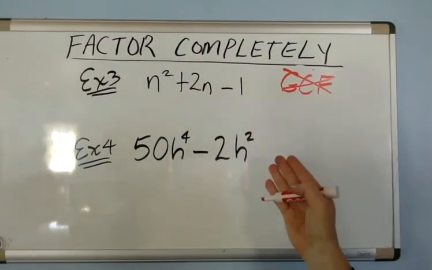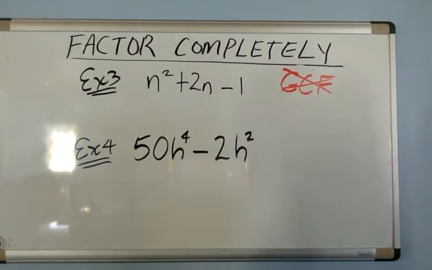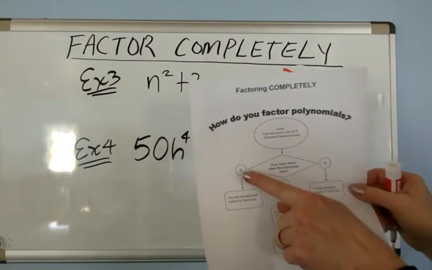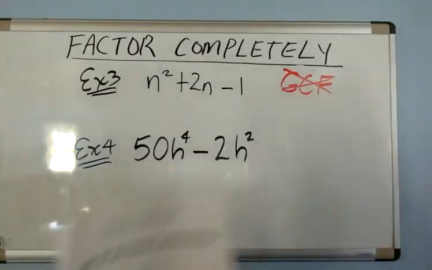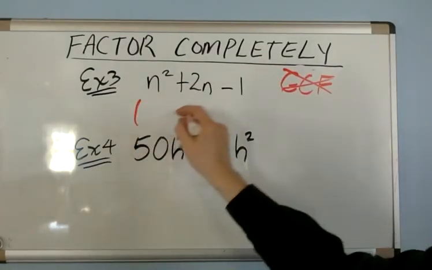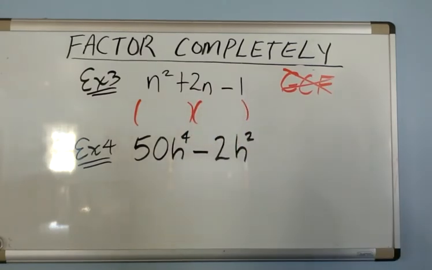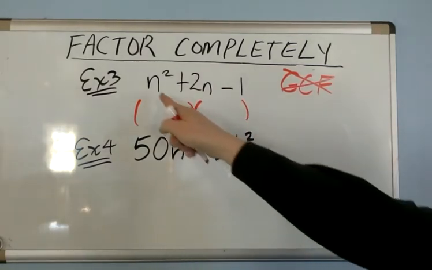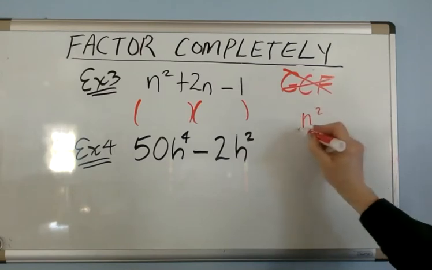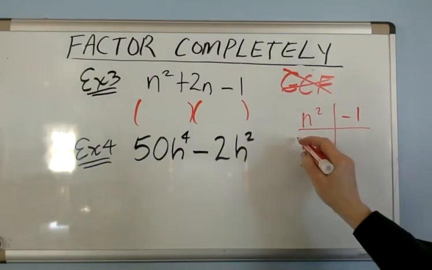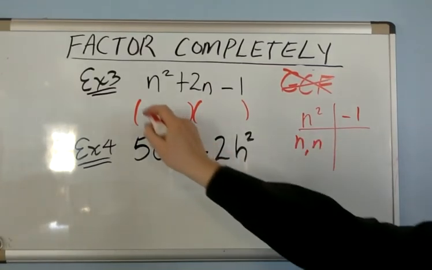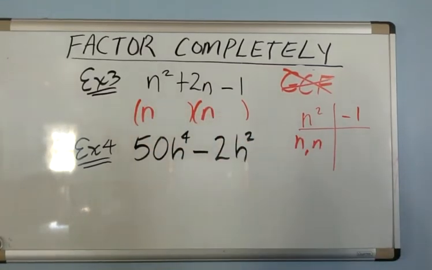So now I just have to look for the strategies for factoring completely for three-term expressions. And for the three-term expressions, use the trial and error method of factoring. So let's do that. I'm going to just do my trial and error method. So what I need to do is find factors of n squared and factors of negative 1. Well, the only way to get n squared is n times n. So I know that's going to have to be the first thing in each set of parentheses.